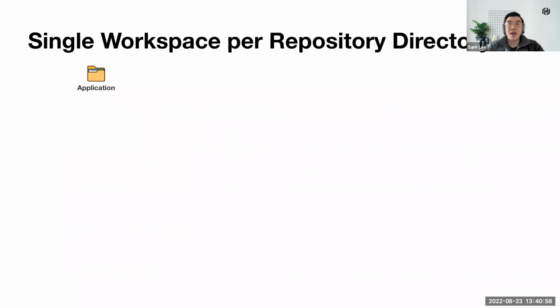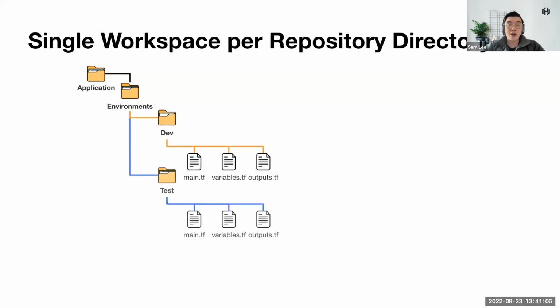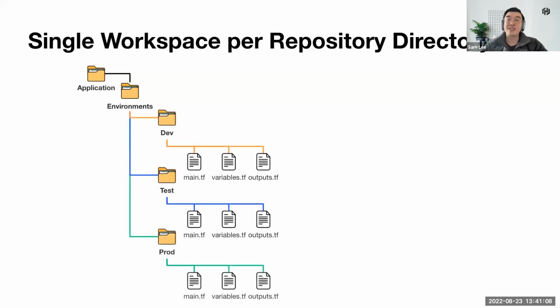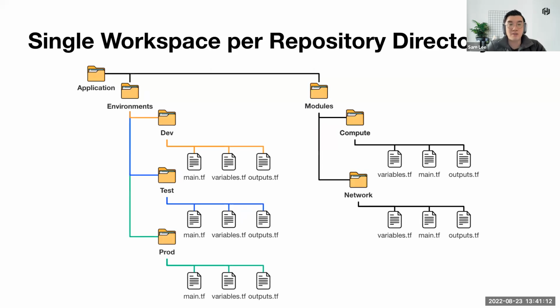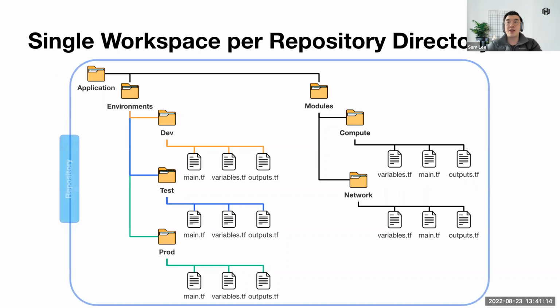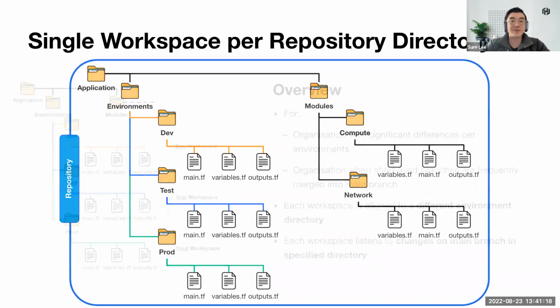Now, essentially what we have in this approach is a single repository, but now we have a directory dedicated to different environments. That means instead of branches, we're going to have subdirectories for dev, for test, and for prod. Now, modules still exist as a separate directory, but all of these are once again located in a single code base or a single repository.